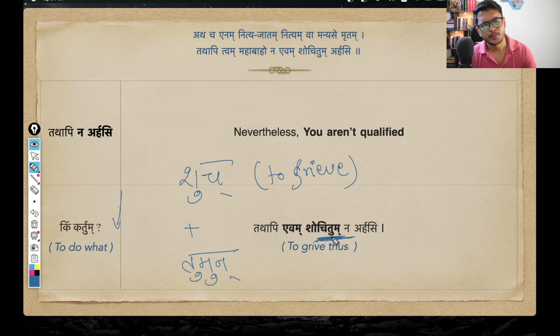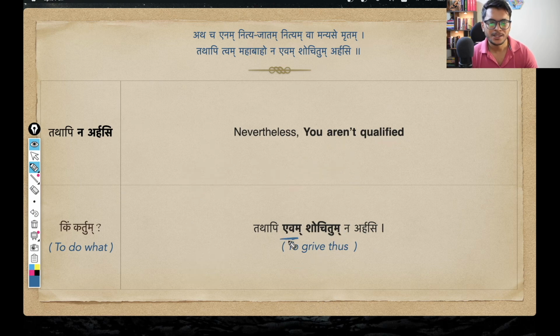This particular form is again a kridanta. This is coming from shuch dhatu, that means the same thing, to grieve, to lament for something. And this particular dhatu is being modified using tumun pratyay. Why? Because when we want to show the purpose of some action, then we use this tumun pratyay. So you are not qualified to do what? You are not qualified to shochitum. Shochitum simply means you are not qualified to grieve.